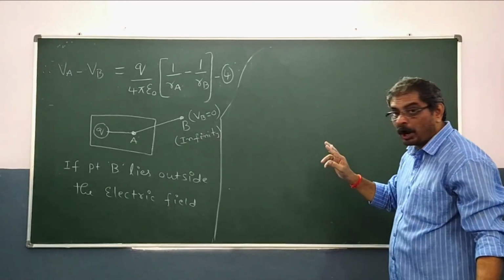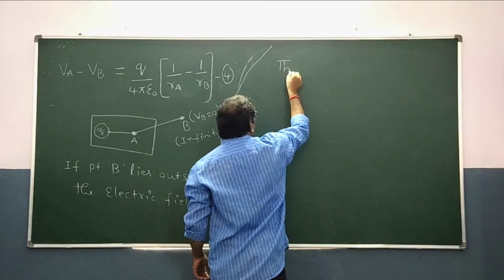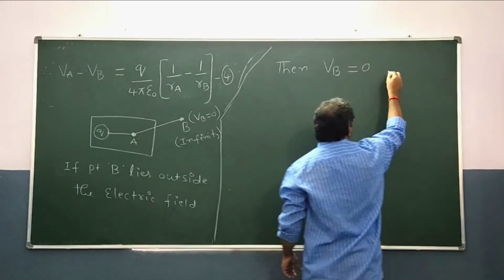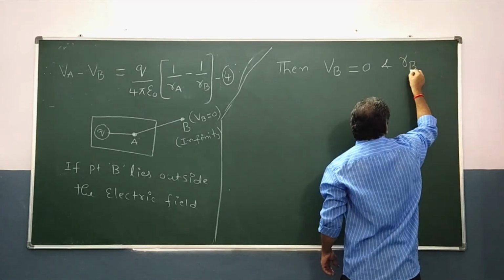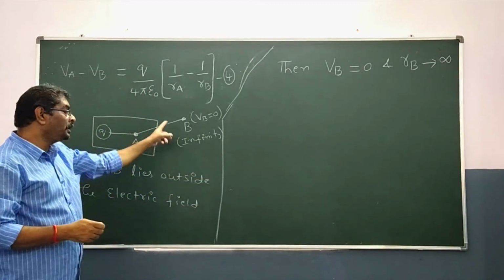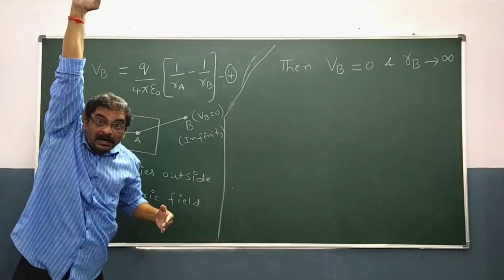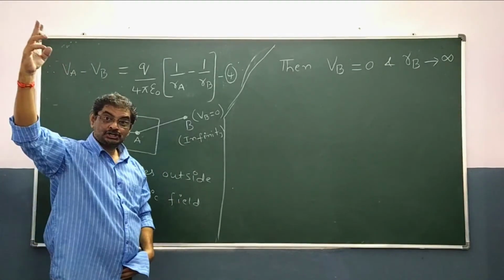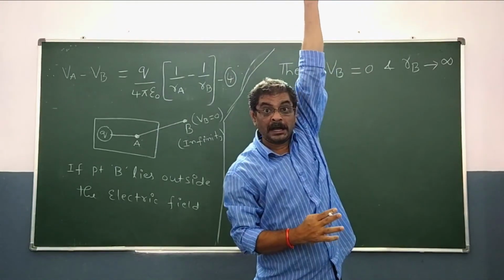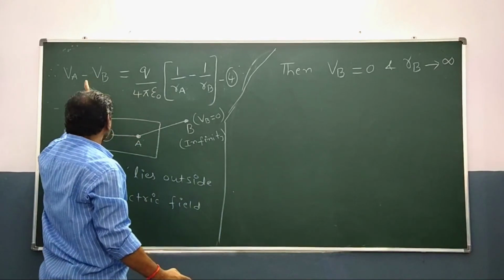Remember, the point B lies outside the electric field. Now the potential of point B will be equal to zero, and moreover, RB will be tending to infinity. So very simple: when point B is lying outside the electric field, it is considered to be at infinity, so the potential of point B will be taken as zero and the distance RB will be tending to infinity. Now substitute both the conditions in this formula.